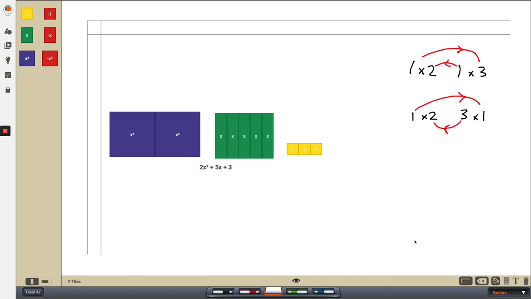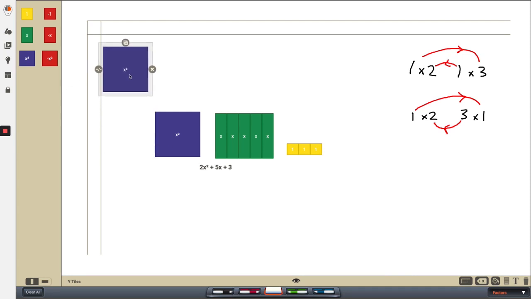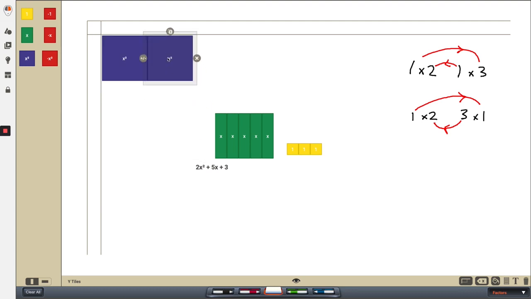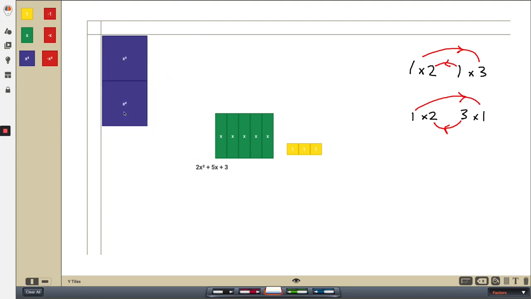Okay, so here we are, we're working with algebra tiles, looking at quadratics. We've got 2x squared plus 5x plus 3, and we want to factor this, make it into a rectangle. So the 2x squareds could be lined up like this in one row of 2, or possibly we can move them over into 2 rows of 1. Let's leave them up there.